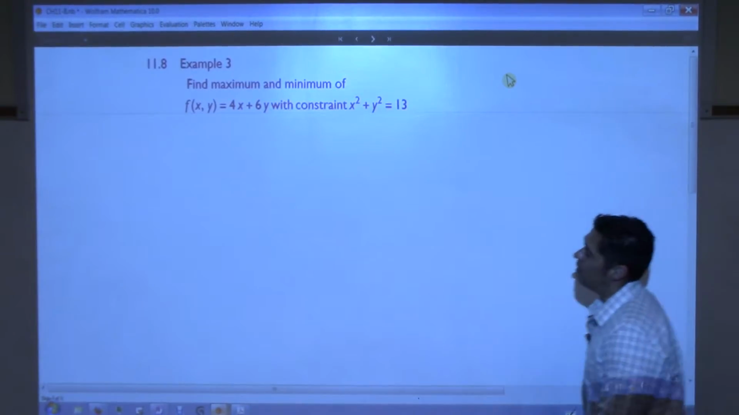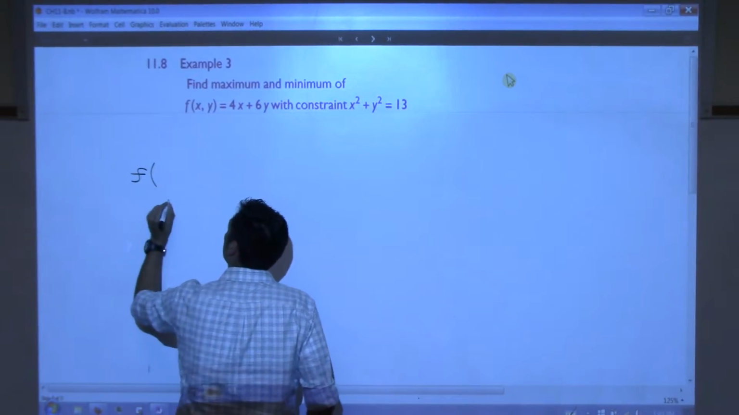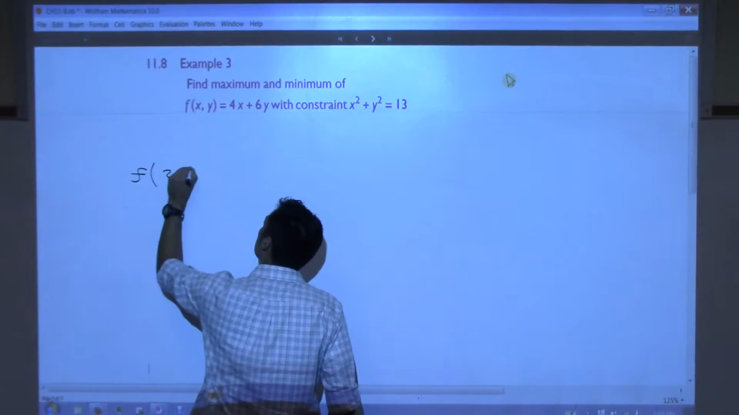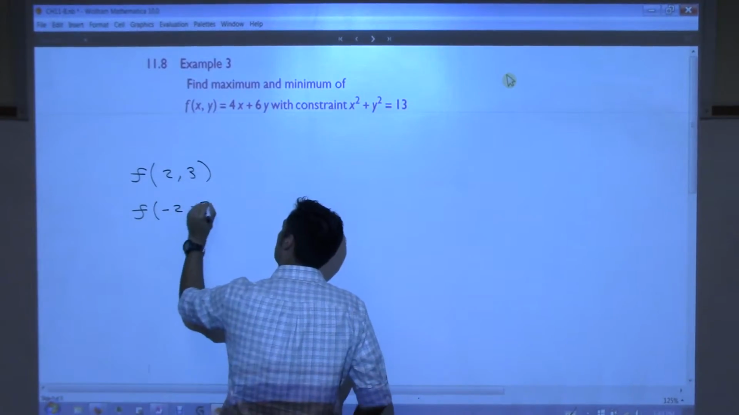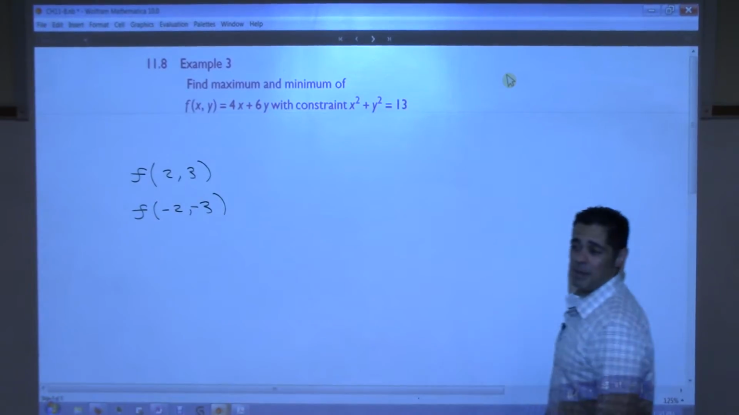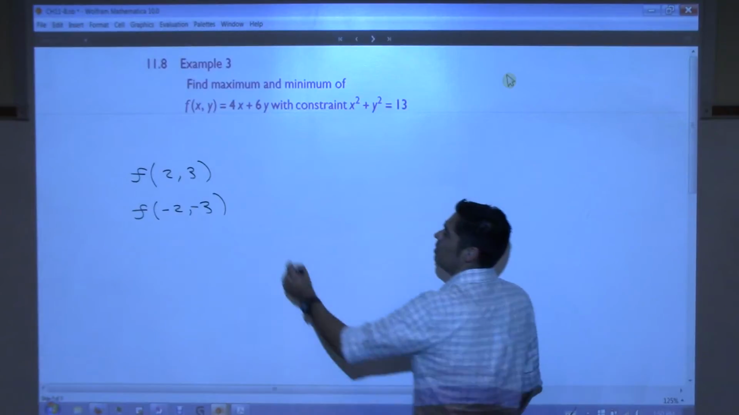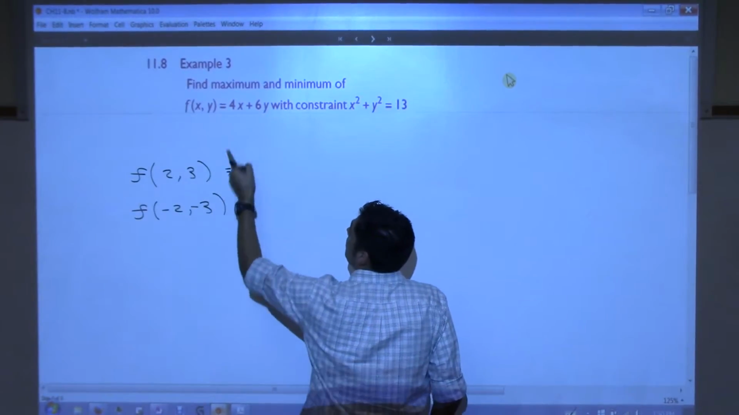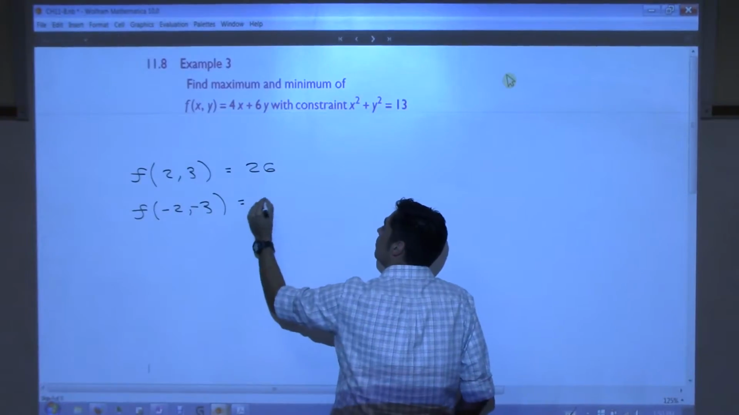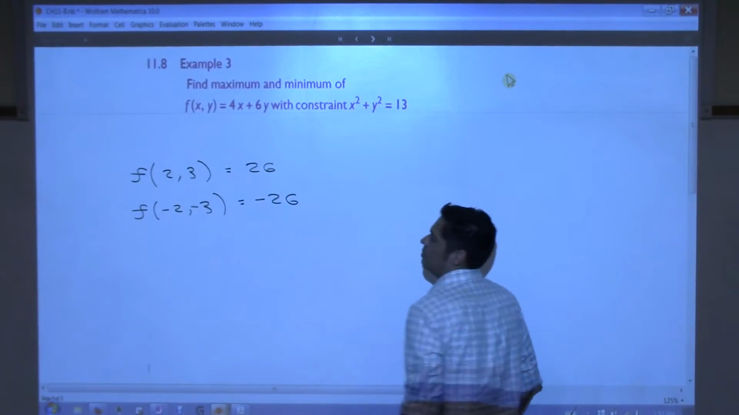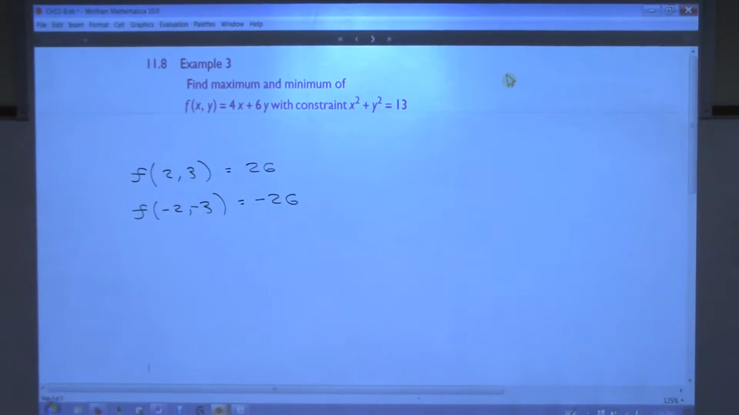All right, so I just erased the important numbers. What were they? I need to check f of 2, 3, and 2, negative 3. That's it, right? Or negative 2, negative 3. Check. Most likely, that's going to be your max and min right there. One of those is going to give you the max, one of them is going to give you the min. So 2 goes in, 26. The other one, negative 26. I think it's probably obvious that that's going to be your max and min right there.